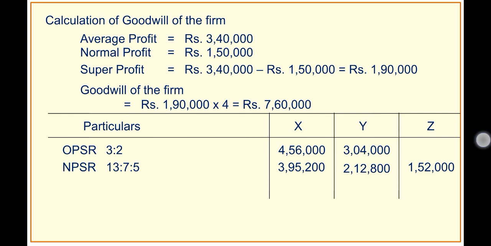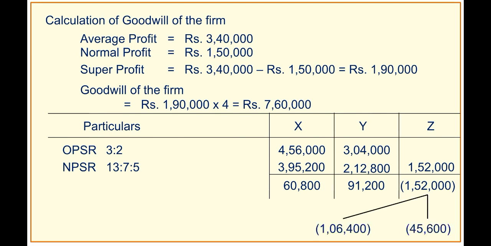Deduct the amounts. Then 4,56,000 minus 3,95,200 will give 60,800. 3,04,000 minus 2,12,800 will give 91,200. 0 minus 1,52,000 will give minus 1,52,000. And here we must also remember that Z is bringing only 70% of his goodwill. So we will distribute this in two parts, 70% and 30%.